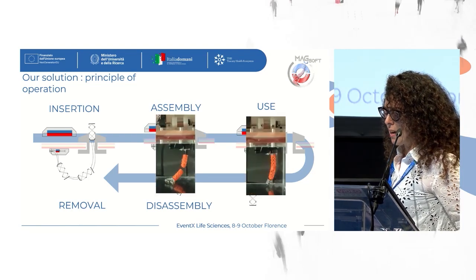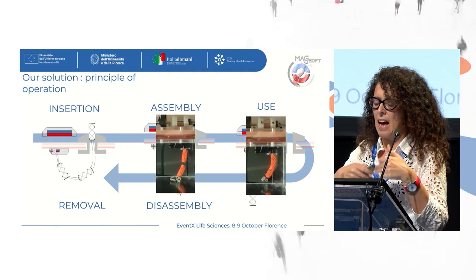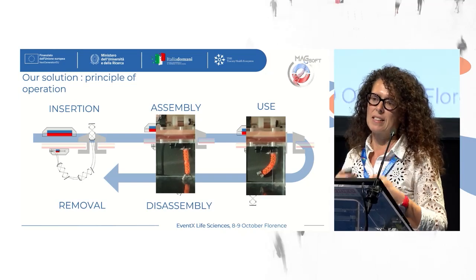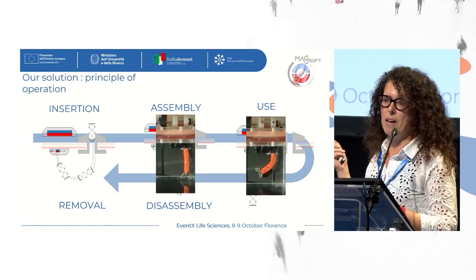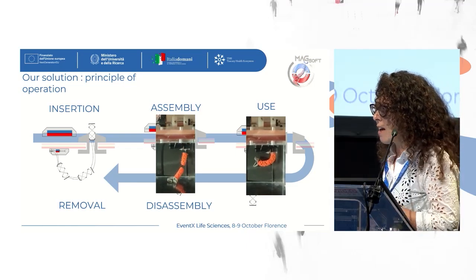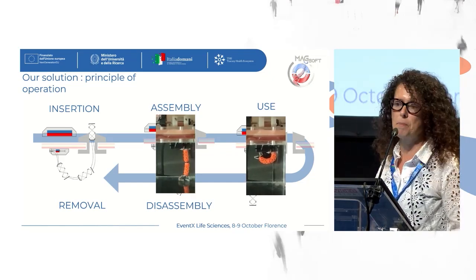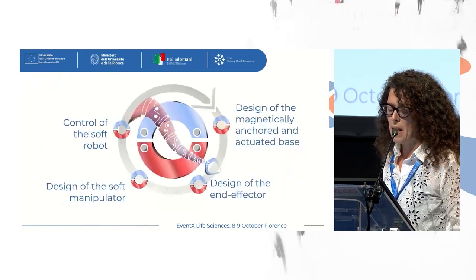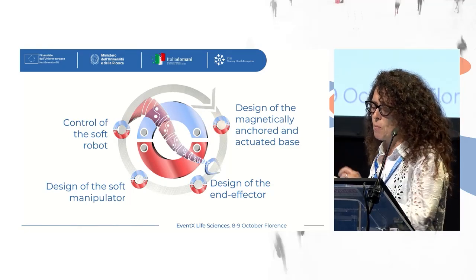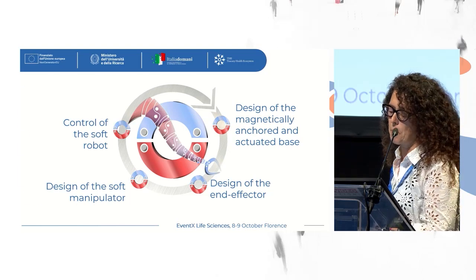I have put here a couple of movies just representing how you can assemble the system inside the body by pulling some cables that are activated by magnetic field. I will explain the principle later. And finally, bending for the normal use inside the body, grasping, traction, and so on. So this system has basically four components. The first component is the magnetically actuated base.